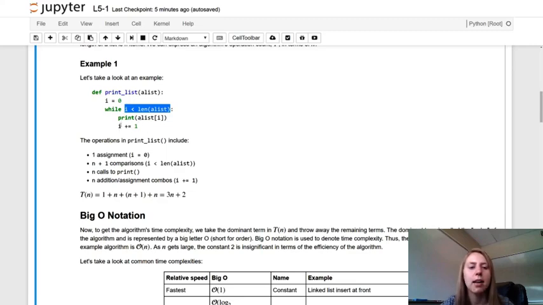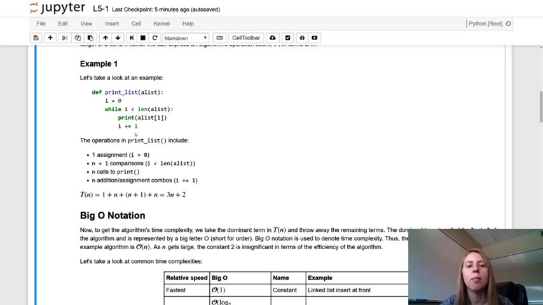Now, inside of the body, we have a call to print, and this will occur n times because this loop body is going to execute n times. We also have our progress towards our Boolean condition being false, i plus equal 1, so we have n addition assignment combos here.